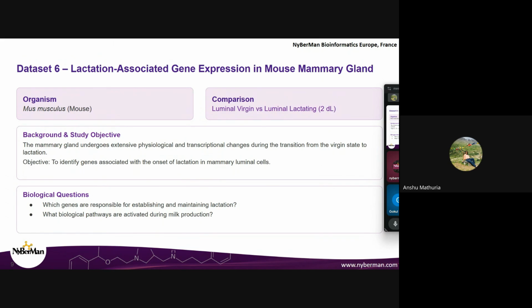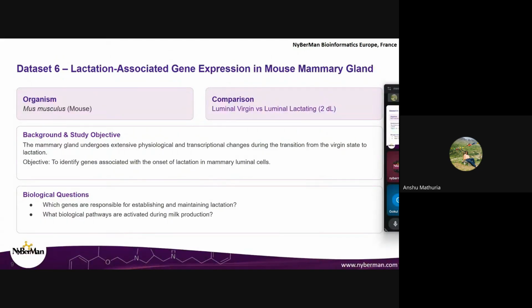The comparison is happening between a virgin luminal cell and a lactating luminal cell. One mouse is not lactating; it's a virgin mouse, whereas the other mouse is already lactating. Luminal cells are being compared between these two conditions. During lactation, the mammary cells undergo major physiological and transcriptional changes to produce milk. So there will be certain genes that are expressed more and expressed less in one compared to the other.